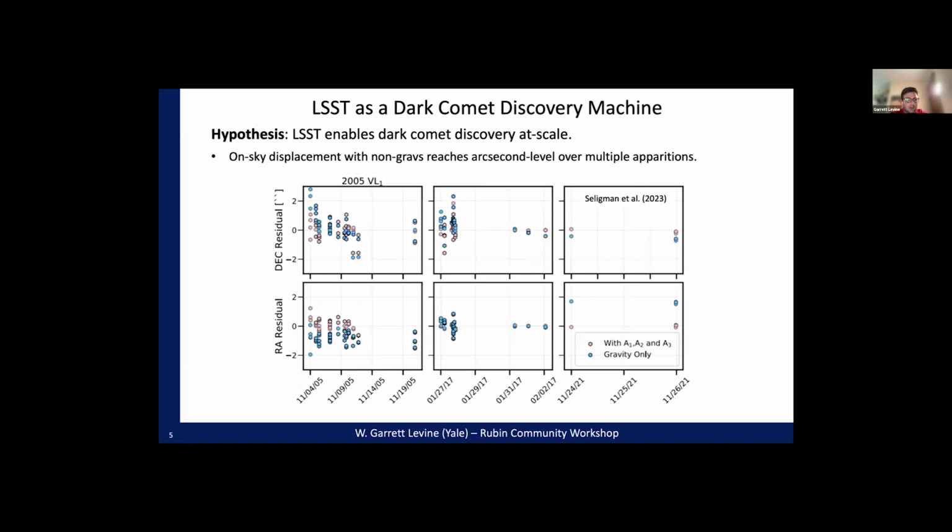If you take a look at 2005 VL1, for example, this is a typical dark comet, and you see that the on-sky displacement with non-gravs reaches around the arcsecond level if you take multiple apparitions into account. Now, this compares very favorably to LSST, which should have 50 milliarcsecond accurate, 10 milliarcsecond precise astrometry. And so this means that LSST should enable dark comet discovery at scale over multiple apparitions. Now, if we go into DP 0.3, we can see that there are, in fact, a number of dark comet candidates that, would they be non-gravitationally accelerating, LSST should have been able to detect.